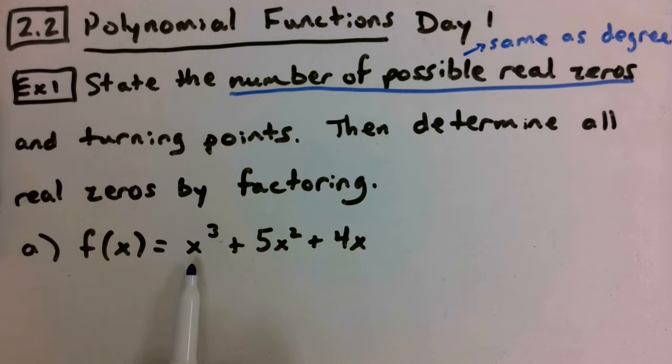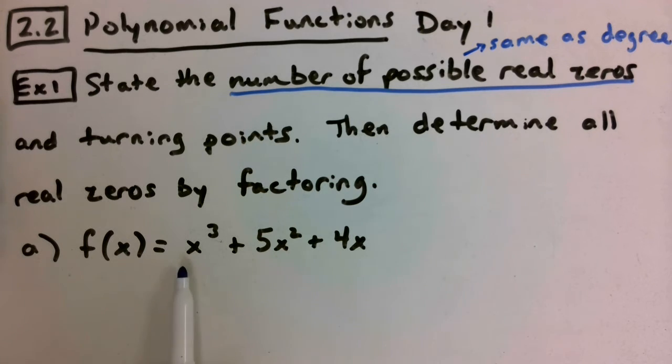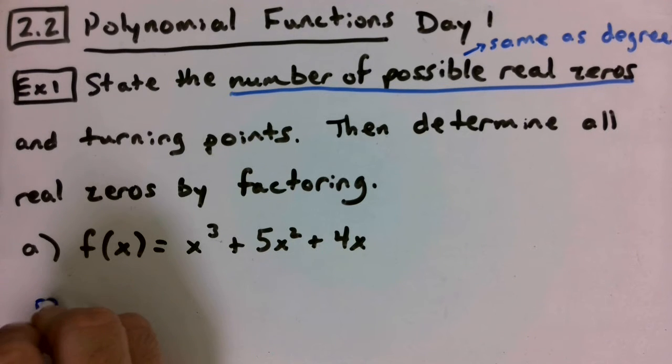So that means for this function, x cubed plus 5x squared plus 4x, this is a degree 3 polynomial because x to the third, that's our highest degree, that's our highest exponent. This is a degree 3 polynomial, which means the number of possible real zeros is a maximum of 3. Might be less than that, but the number of possible real zeros is 3.